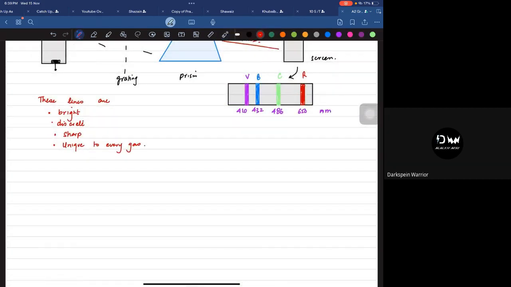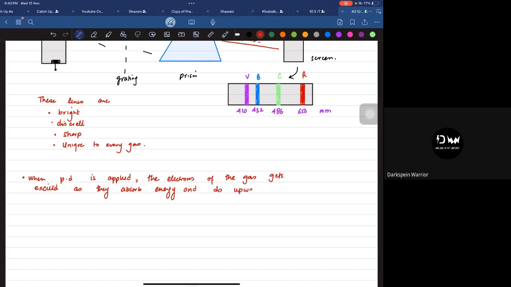Okay. Now, when potential difference is applied, the electrons of the gas get excited as they absorb energy and do upward quantum jumps. All right.